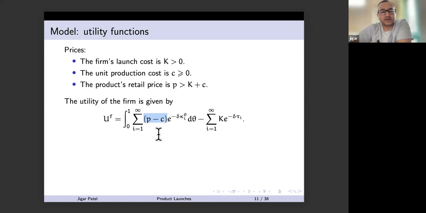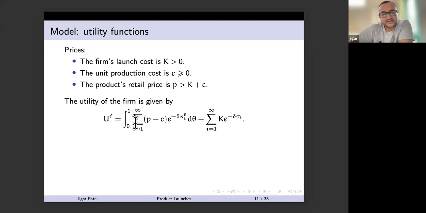So we are talking about utility of the firm, how much firm gets from me. I pay price P minus C. C is the production cost for the firm. At what time do they get this money? The time value of money is e power negative delta at time kappa i, the time when I bought this, the time when I paid P dollars to the firm, minus K, the product launch cost, and that launch happened at time tau i. Correct?